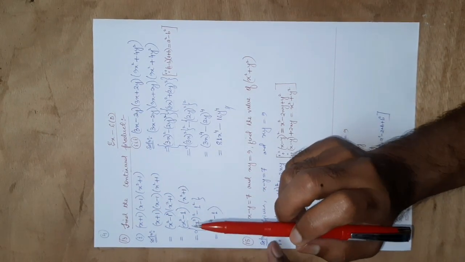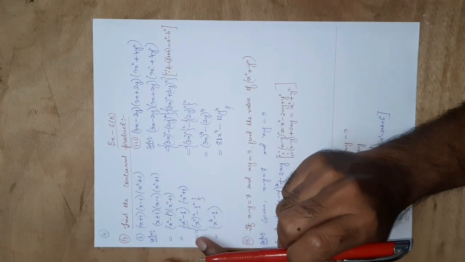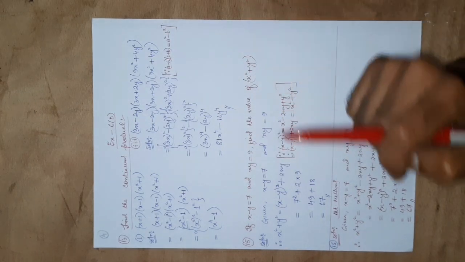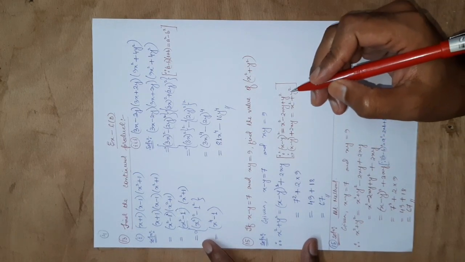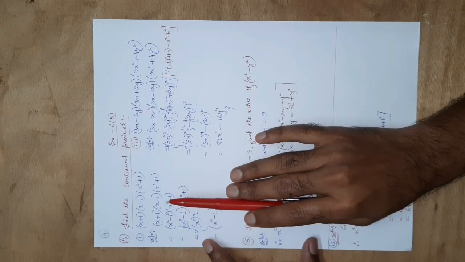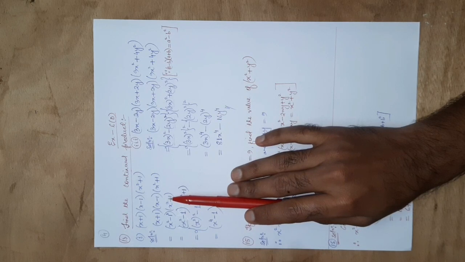You have already learned in the previous exercises of this chapter how to find the product of 2 polynomials or algebraic expressions. I have already shown you in a manual way. Here also we can do it in the same way, but since this exercise is based on identities, we'll try to use the identities so that our calculation becomes simpler. In that way we have to look at the question.